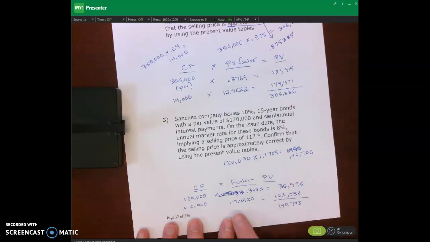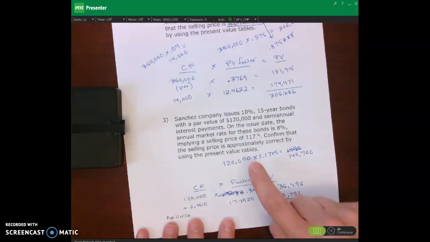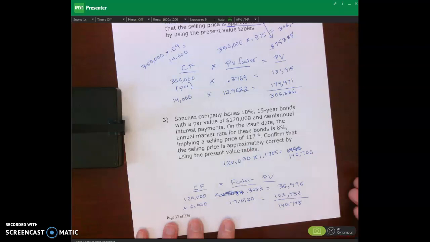4%, 30 periods. This is my factor, 17.2920. 6,000 times 17.2920 is the present value of my future interest payments. This is the present value of the par value. I add them together, 147.48. It's off by $8. Why? It's a rounding issue. Okay? It is approximately correct.